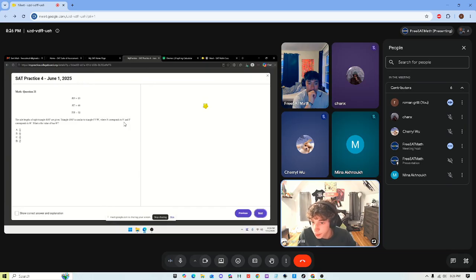So since T corresponds to W, tan T is going to be the same as tan W. So we can just find tan T. So if we draw out our triangle, we have RS, ST, TR. If you guys have a pen and paper, please draw this out.